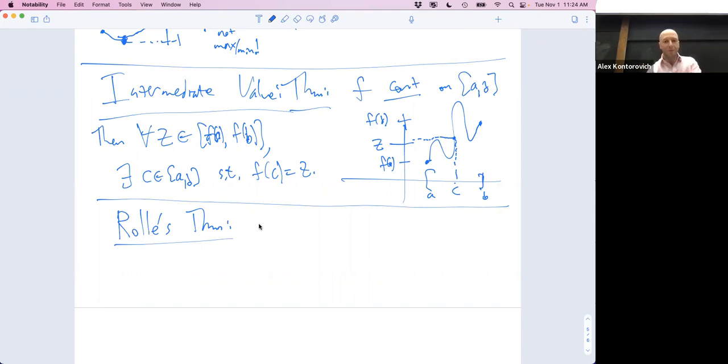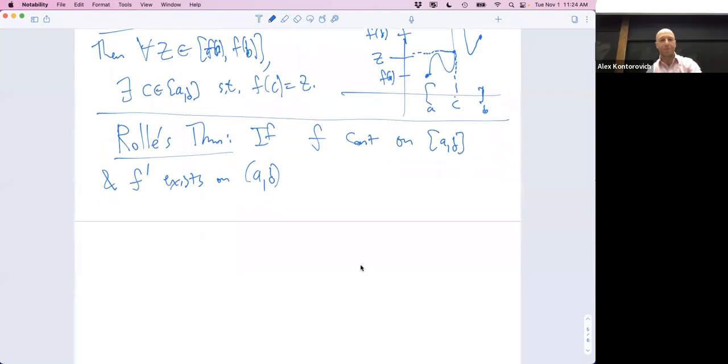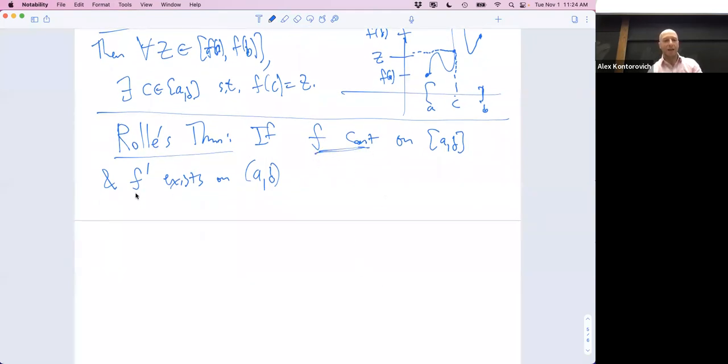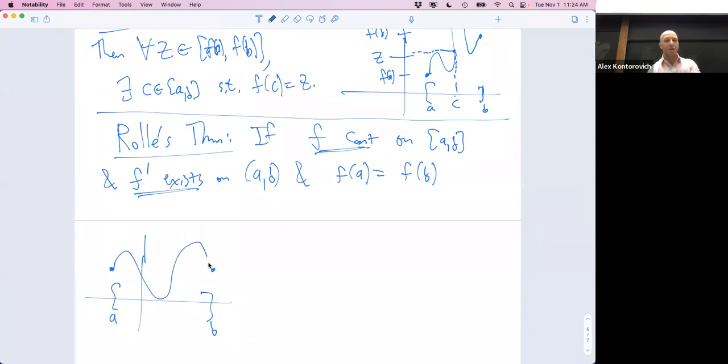Rolle's theorem says if f is continuous on an interval a to b, and it's differentiable, f prime exists on the open interval a to b, and let me assume that it starts and ends at the same point. Okay, so let's get a picture of that in our heads. Here's a, here's b. The function starts and ends at the same value. It's continuous, not just continuous, but differentiable.